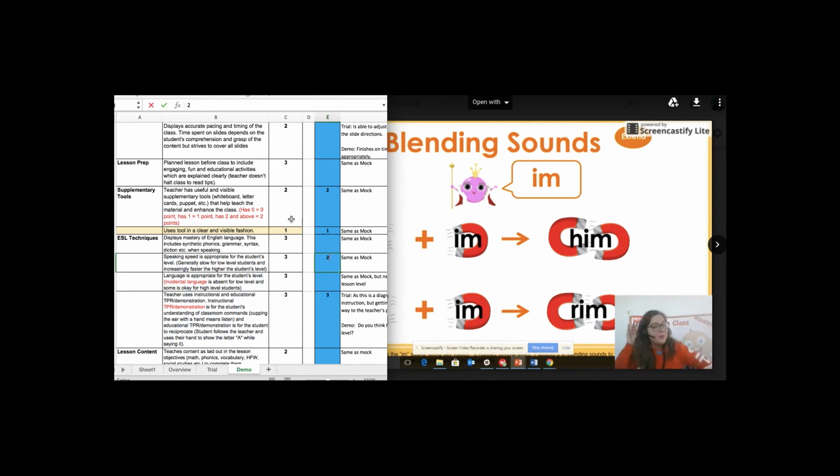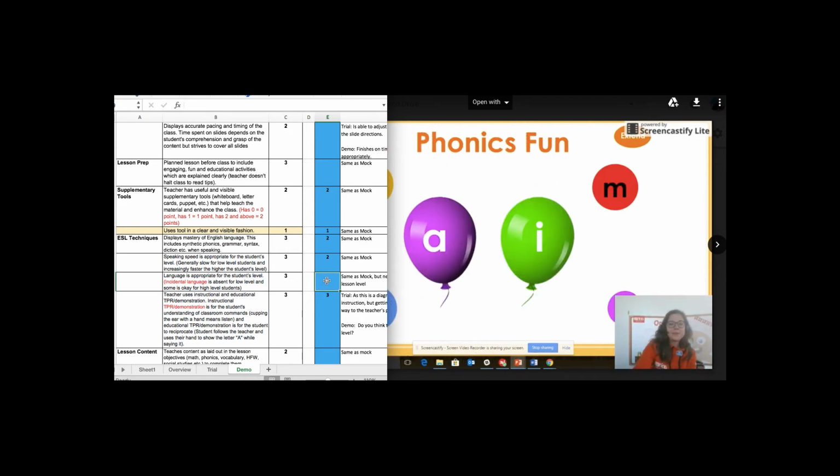So we can maybe look at a little bit of issues around the mastery of language. What sound does this letter right here make? Good try. Ruh, ruh, ruh, ruh. Ruh, im, rim. Huh, im, him. Ruh, im, rim. So speaking speed is a little fast. Yes, great job. There is maybe a tad of incidental language starting to come in here.